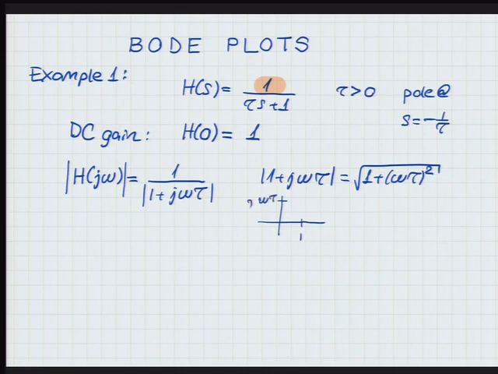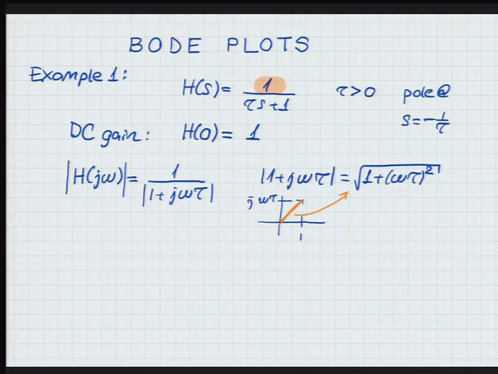Omega tau j, right? So the distance to the origin is the magnitude, and it's equal to that. All right. So therefore, we have 1 over this expression for the frequency response. We already know that. There's nothing new here. What we are doing in Bode plots is we're kind of approximating this, right?